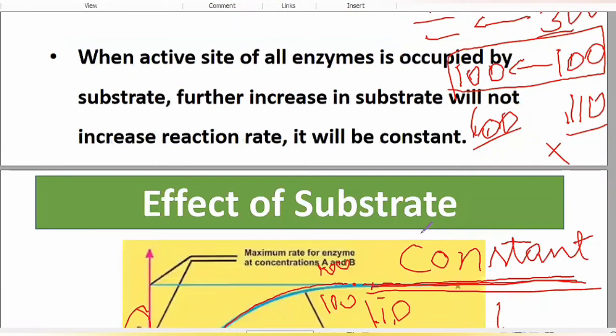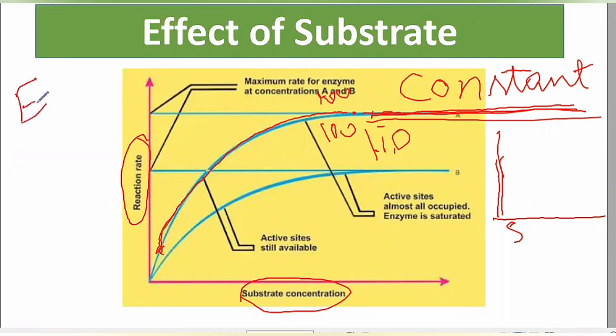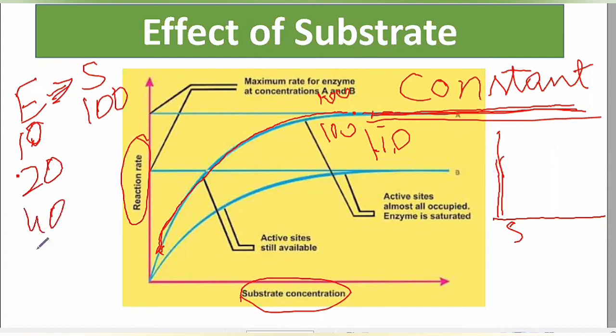Substrate will be constant. Then let's take an example here. When we find out the activity or effect of enzyme on substrate, then we will take enzyme and substrate. Substrate will be constant now. Now we will increase the enzyme. And when we increase the enzyme by 2 folds, 20, 40, 80, and 100, up till 100, our reaction will increase.